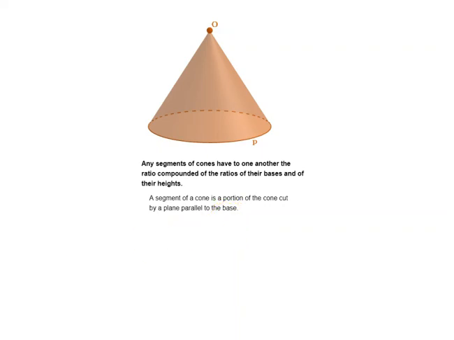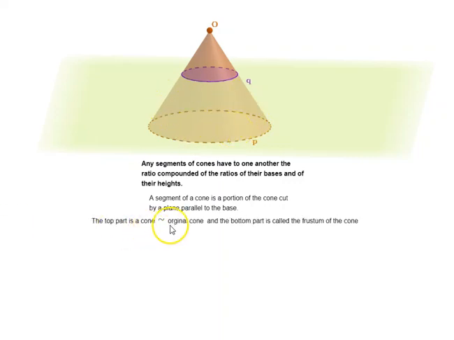So let's cut it with a plane. This plane intersects this cone, forming a circle of intersection. And in the process, it creates a smaller cone, and the bottom part is called the frustum of the cone. Now the top part is a cone similar to the original cone. Let's do a little bit of construction.